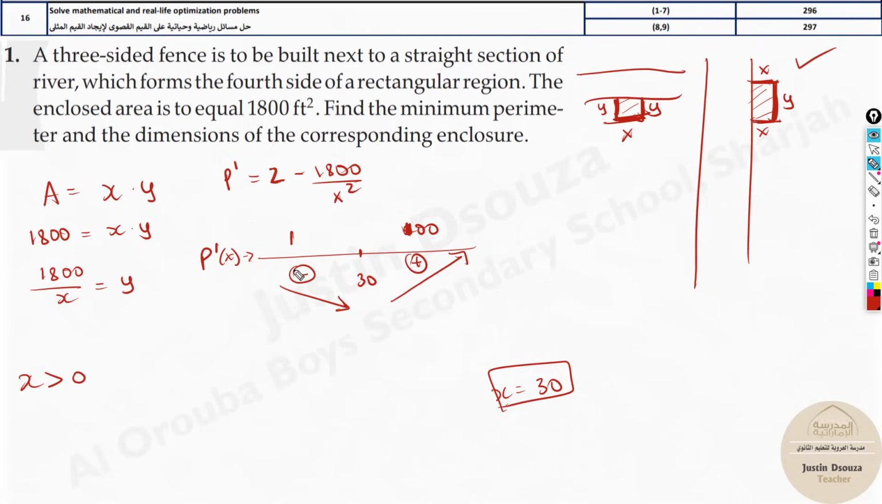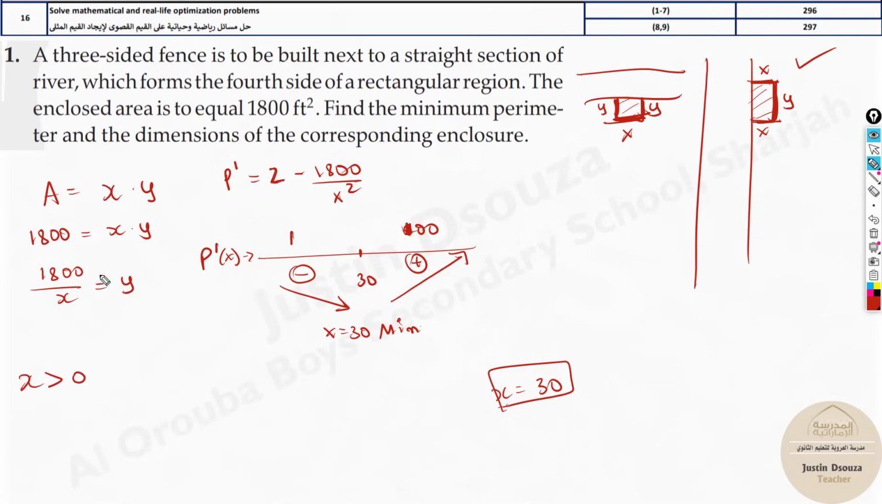So here we can see it's a minimum point. So x equals 30 is the minimum. Okay, this is the way to prove it. And now once you have done this, we can conclude that x would be the minimum. If you use x dimension as 30, that would be giving you the minimum perimeter.